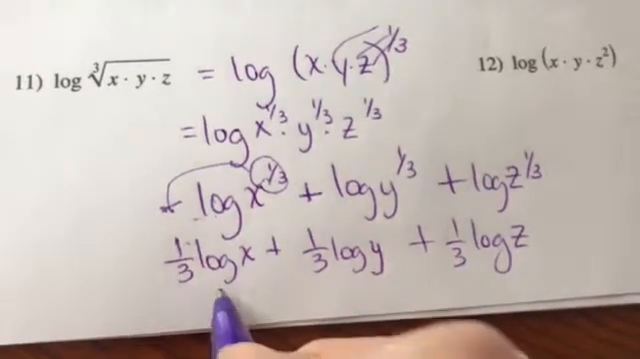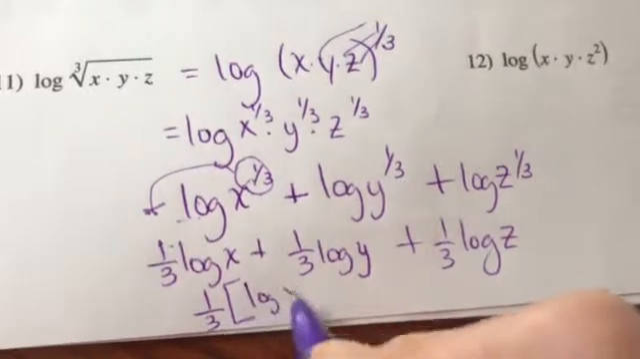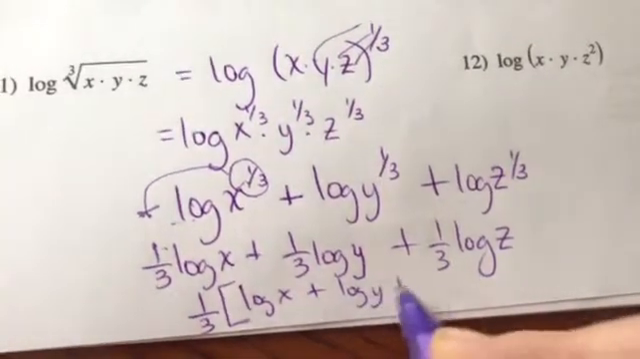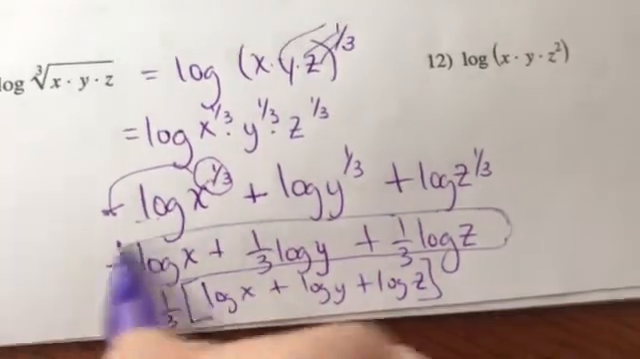And yes, you could technically write that 1/3 and then do parentheses or bracket, log of x plus the log of y plus the log of z. Personally, this one's my favorite answer. Okay? Now, turn the page.